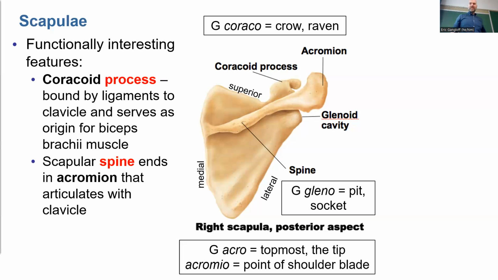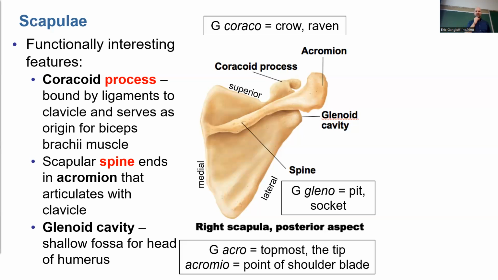In addition, the scapular spine extends here and continues to the acromion here. Again, remember that's where the scapula articulates with the clavicle. The other feature that I mentioned briefly before is the glenoid cavity. This is that shallow cavity where the humerus articulates. In this view, you're looking at the right scapula from a posterior view. The glenoid cavity is facing this way, so you can't see it well from this perspective. I'm going to rotate that and show you the glenoid cavity in just a minute.